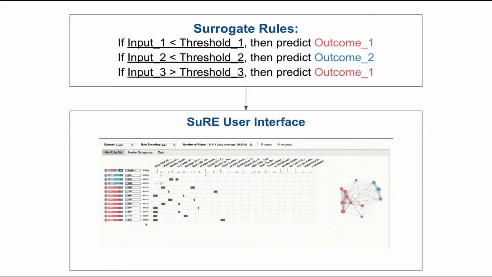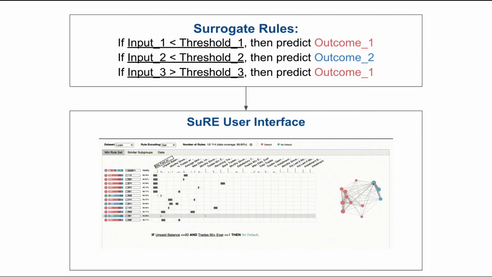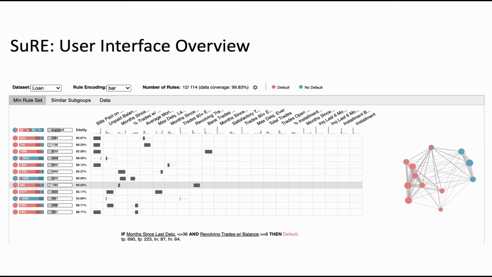During the process of rule exploration, you will be able to learn how the model makes decisions for different groups of instances. And then you can gain a global understanding of how the model makes decisions in general and where it performs well or poorly. Now the system in front of you is the user interface of SuRE with the least number of rules that cover the behaviors of your model.